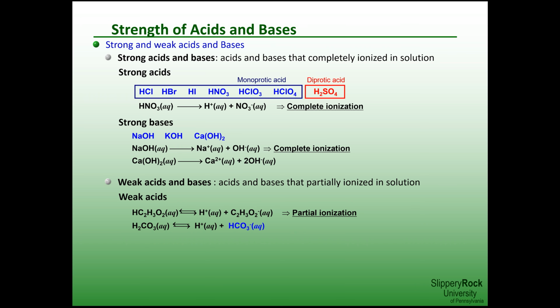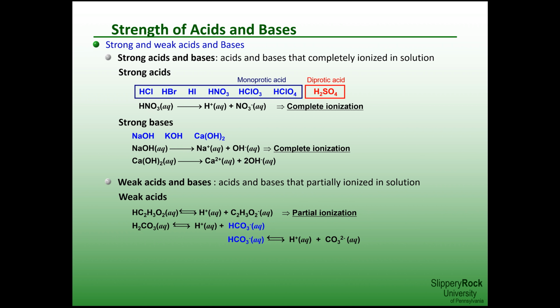Carbonic acid, H2CO3, is another weak acid shown here. It ionizes stepwise. First, it loses one proton to form bicarbonate ion, HCO3-. Then, the bicarbonate ion can further ionize. Because these ionizations are partial, weak acids produce fewer hydrogen ions than strong acids of the same concentration.